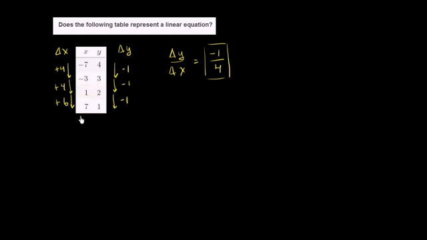Let me make it clear. Just between these last 2 points, in magenta, our change in y is negative 1, and our change in x is 6. So we have a different rate of change of y with respect to x. Because we had a different ratio between our change in y and change in x, this is not a linear equation. No, not a linear equation.